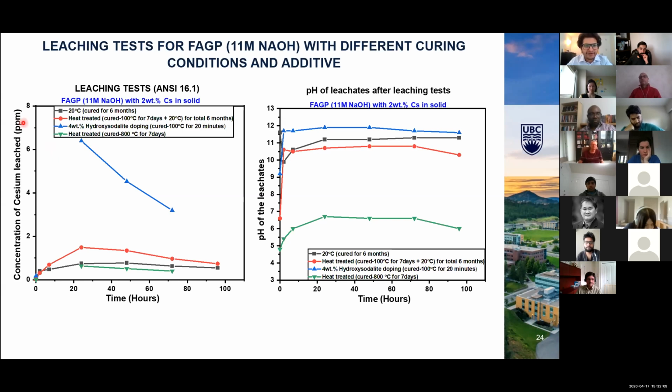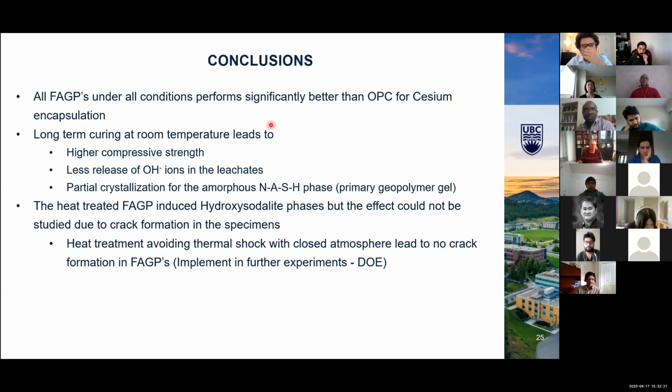But still, if you compare every one of the different variations of geopolymer with OPC, all of them are performing way better than OPC. So the general conclusion that can be drawn from here is that under all conditions, FAGP are performing better than OPC for cesium encapsulation. Long-term curing at room temperature, with slow crystallization, leads to higher compressive strength with time, as well as less release of OH minus ions in the leachates. And finally, the partial crystallization of the amorphous NaSH phase is taking place within the geopolymer.